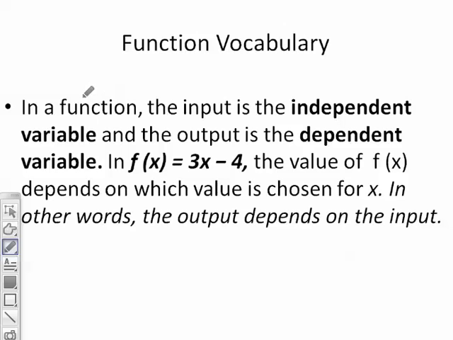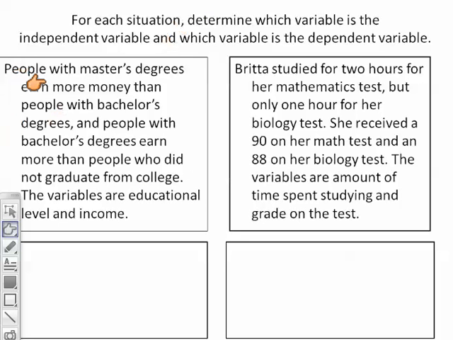So, a little bit of vocabulary. In a function, the input is the independent variable and the output is the dependent variable. Okay? Independent, dependent. In this function, f of x equals 3x minus 4, the value of f of x depends upon what the value chosen for x is. In other words, the output depends upon the input. So f of x depends upon what value of x you're looking for. They're dependent that way.